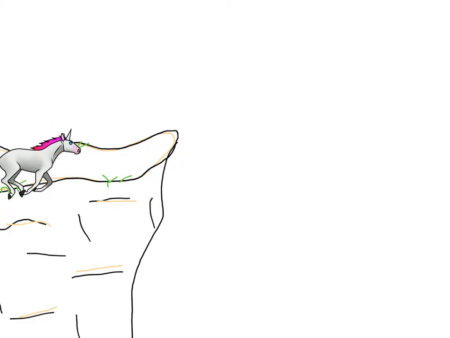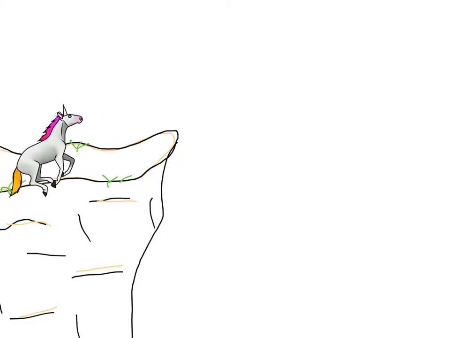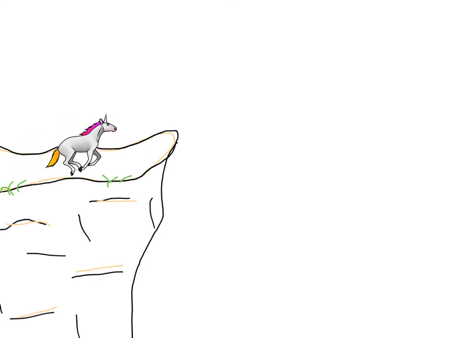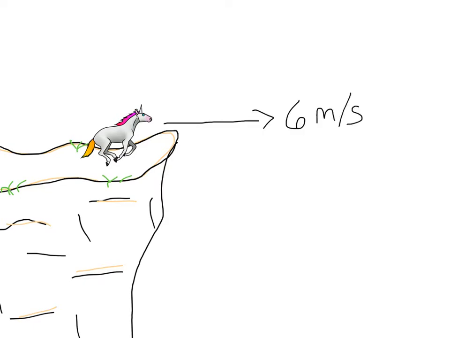Now, Yoon is a unicorn, and she loves cliff hopping. Usually when Yoon approaches a cliff, she runs at a speed of about 6 meters per second. We can represent Yoon's horizontal distance with an equation, x equals 6t, where t is the time in seconds.